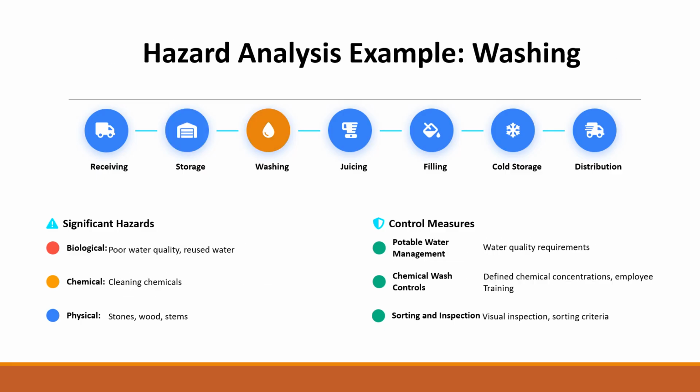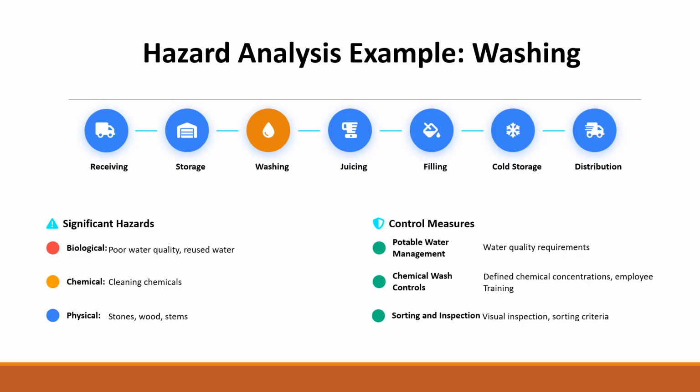Washing and sorting can help reduce hazards in the process, but if these steps are not properly controlled, they can also introduce new risks. From a biological perspective, wash water can spread contamination rather than remove it, especially when water quality is poor or when water is reused without adequate controls. This is why effective potable water management, a strong sanitation program, clear standard operating procedures, and proper maintenance of wash systems are essential controls at this stage.